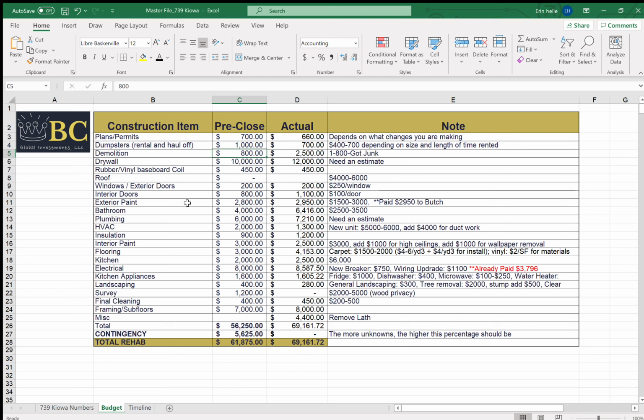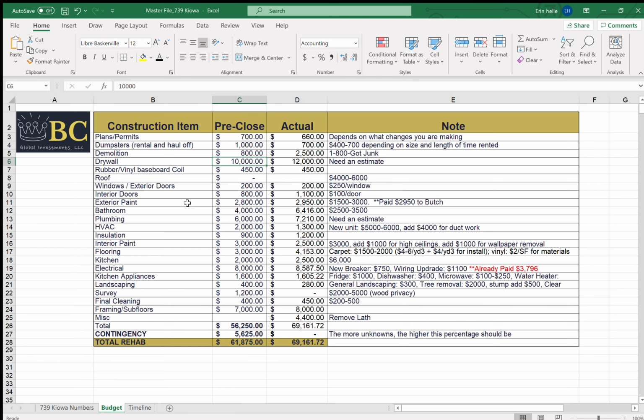I thought demolition was only going to be about $800. When we got the house, it included all the person's personal belongings. The entire house was filled with furniture and personal belongings. So we had to get all of that out. We hired 1-800-GOT-JUNK to do it. It was $1,500 just to get their stuff out of there. So our actual demolition cost was $2,500.